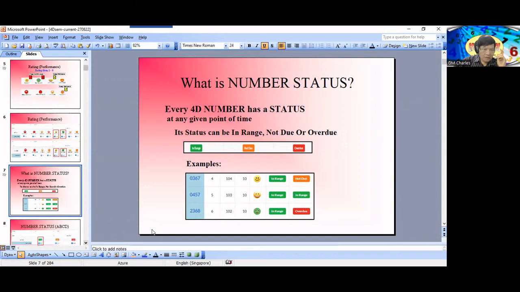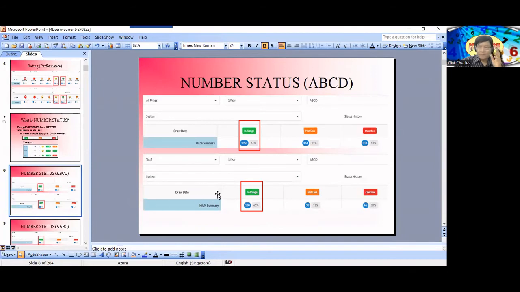Okay. Now, next one I will show you is number status. Just take a group, ABCD group. You can study AABC, you can study AABB and all that, until triple AB. So this one I studied all prices, 1 year data, ABCD number, 24 combinations. You see Inrange has the most hit, 61%, followed by NotDue, 21%, and then OverDue, 18%. So again, Inrange is the best hit.